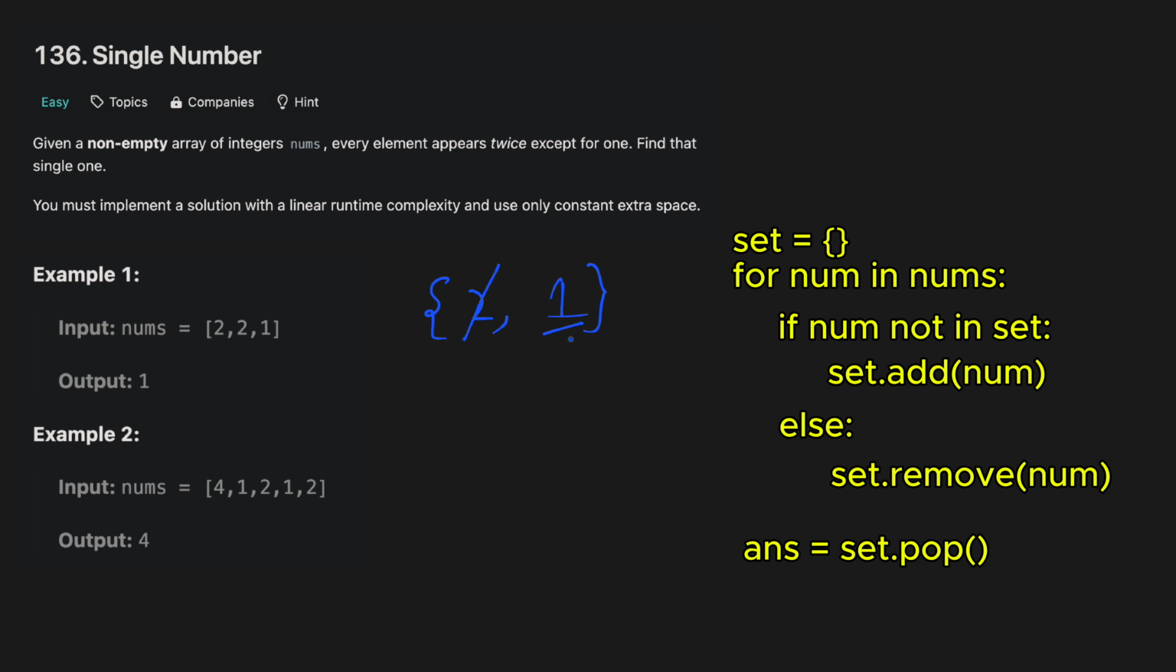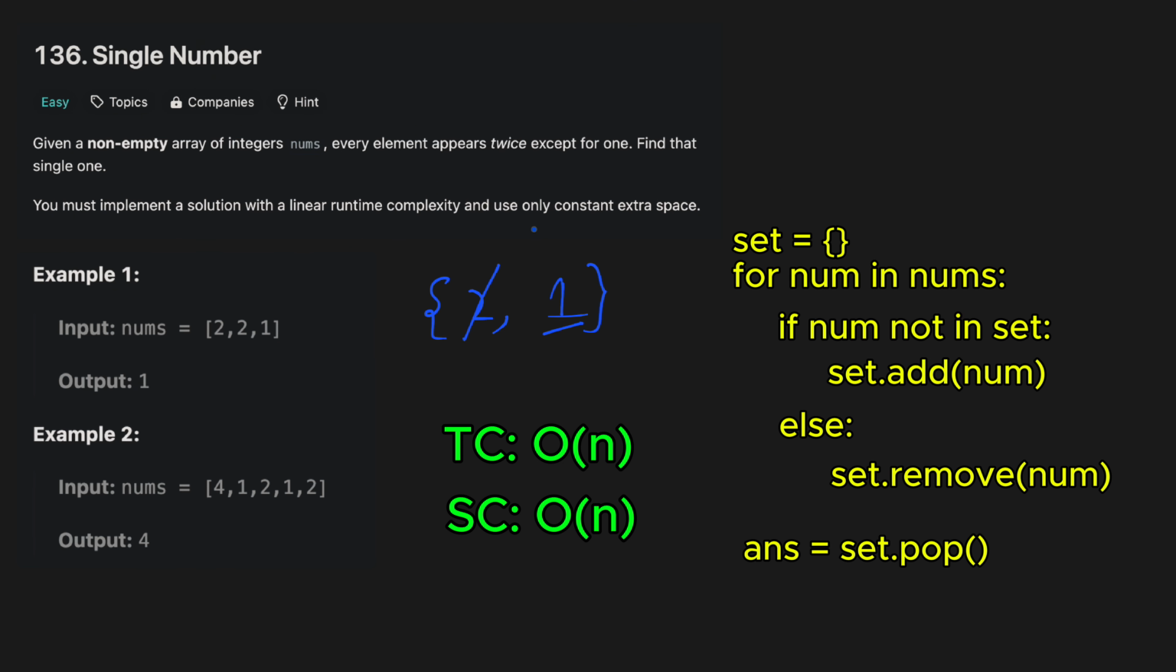And now that we are done with all the elements, only 1 remains in the hashset, so 1 is our answer. The time complexity of this approach is O(n), where n is the number of elements in the array, because we are iterating through the array once. However, the space complexity is also O(n) because in the worst case, we may be storing n/2 elements in the hashset.